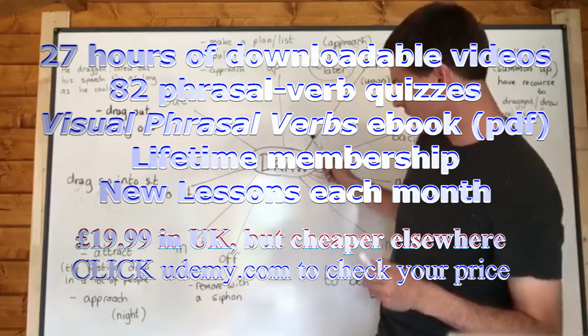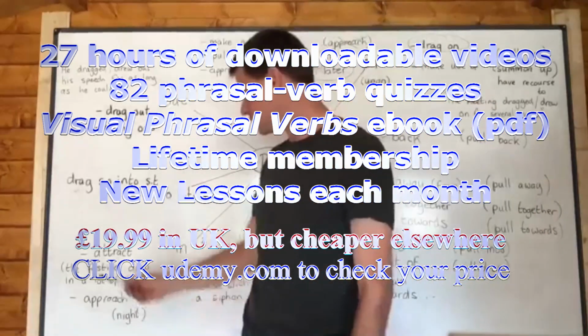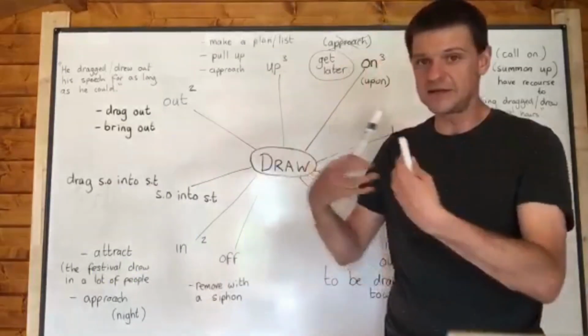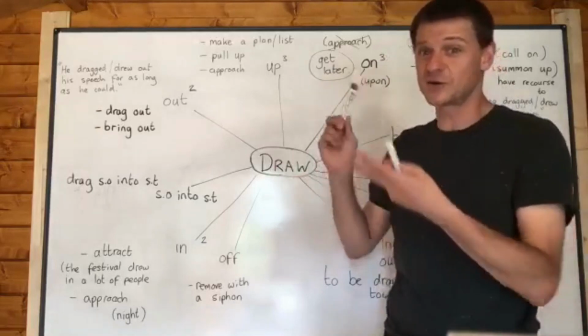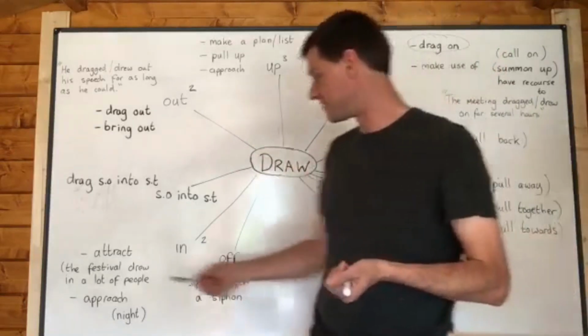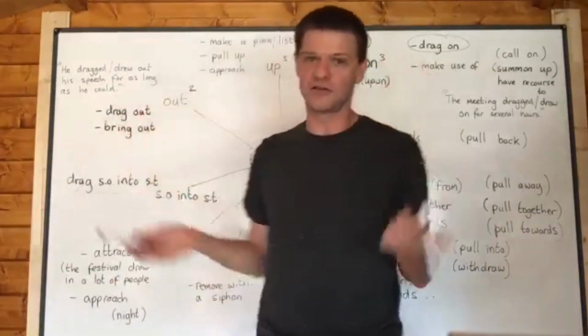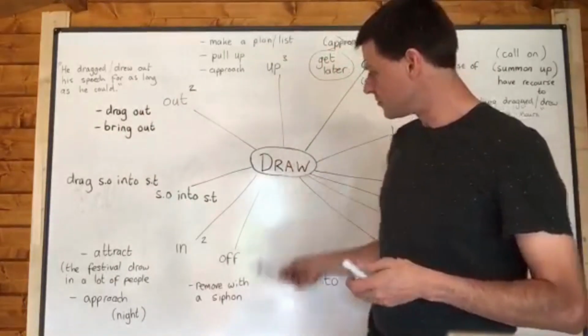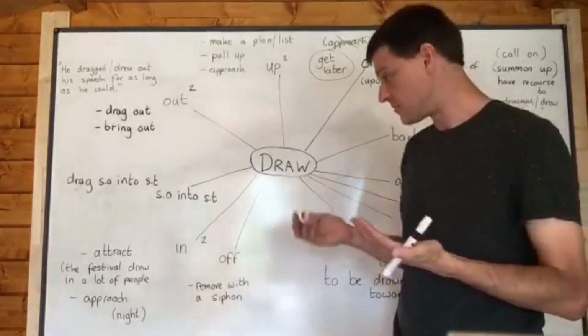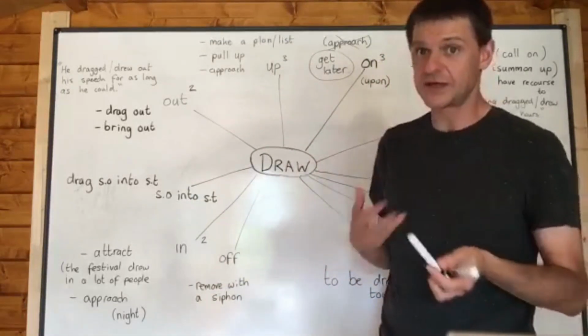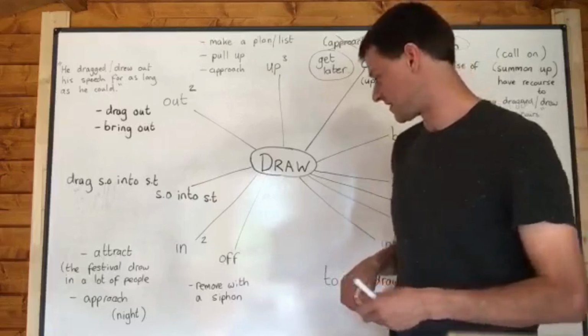Okay, if the concert or the festival drew in a lot of people, it means it attracted lots of people. You see that the link here is attract or pull. The festival drew in lots and lots of young people. But you can also say the evening was drawing in, the evening was approaching, the night was drawing in, the night was approaching. So it can also be used in that sense.